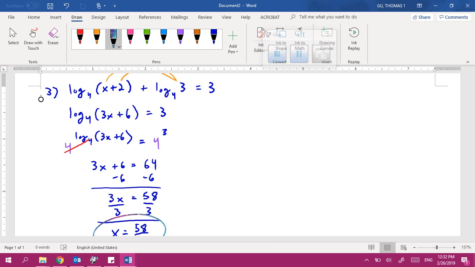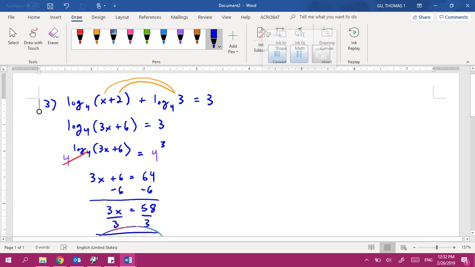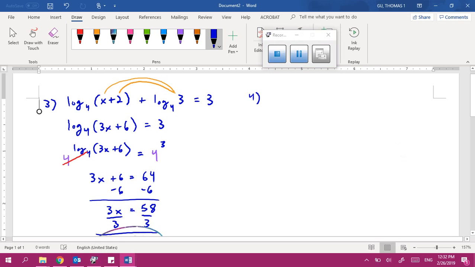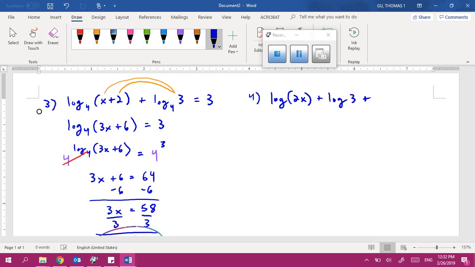I got an answer. All right, next example, number 4. It's going to be for my next trick. Log of 2x plus log of 3 plus log of 2 equals 3. Wow, take a look at that.